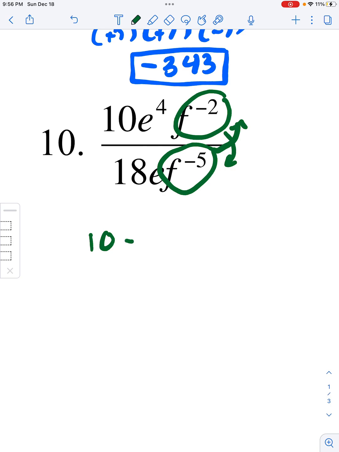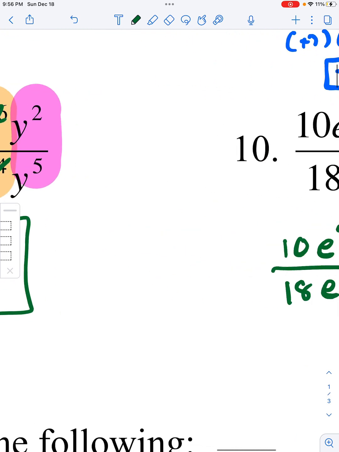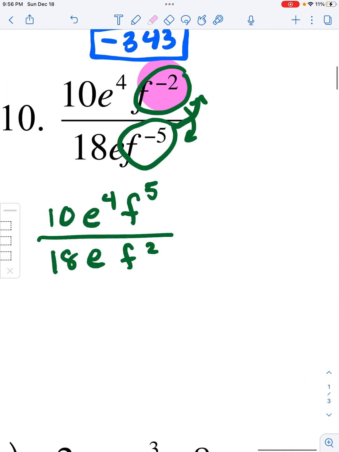So I'm just going to leave everything else for now. I'm going to move the f to the negative 5 up to the top and make it positive. On the bottom, I'm just leaving everything else for now. And the f to the negative 2 that was on top is moving into the bottom to become positive. Now I can treat it just like I did the previous problem, and I can look at one thing at a time.